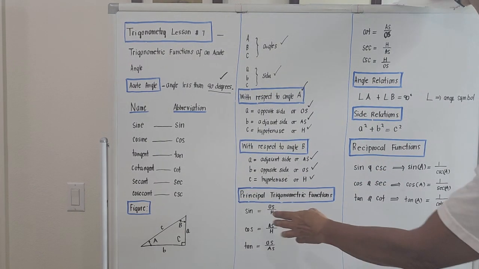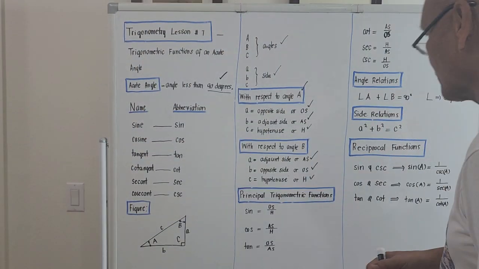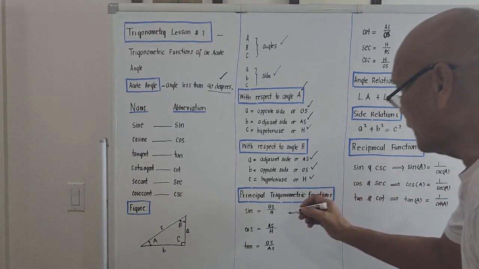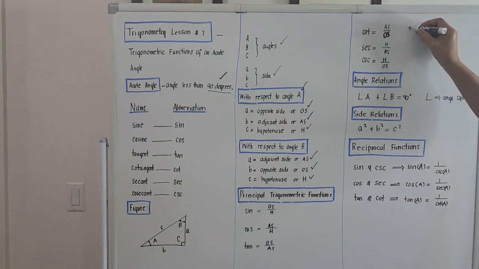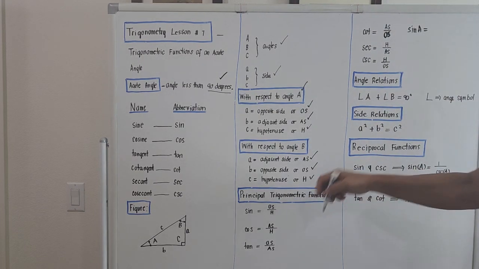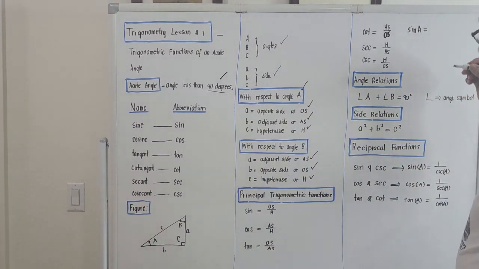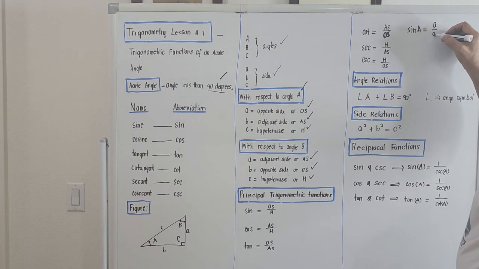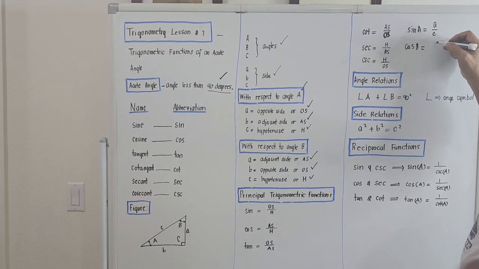It's just like a sine of angle A. We'll place a value now so you will not get lost. If we try to place angle A here, I'll place it here. Sine of angle A is opposite over hypotenuse. Considering angle A, the opposite side is actually A over C. Cosine of angle A, the adjacent side is B over C.